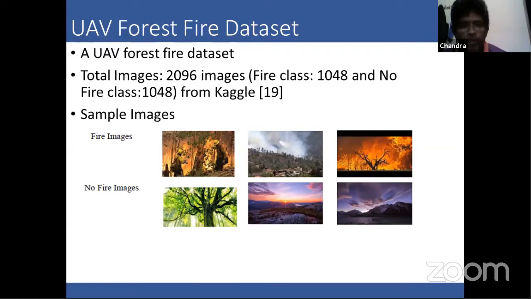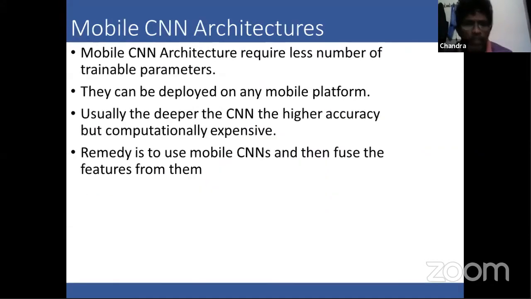The data set that I've chosen is 2019, 2,096 images: fire class images 1048 and no fire class 1048. Some natural images are shown at the bottom, and images which have fire in the forest are shown at the top. Mobile CNN architectures are convolutional neural network architectures targeted for mobile devices like Android or iOS devices. They are lightweight. They require very few trainable parameters.